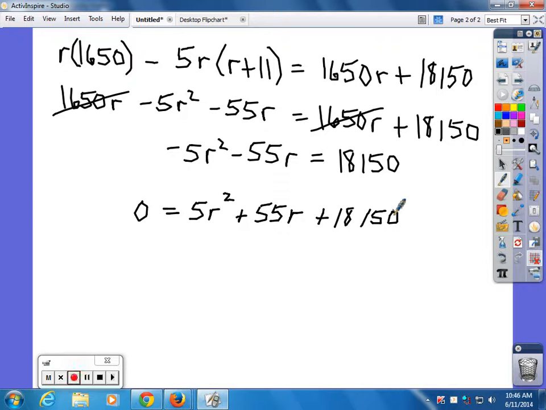Take out a 5, r squared plus 11r plus, what does that come out to be? 3,000, what?